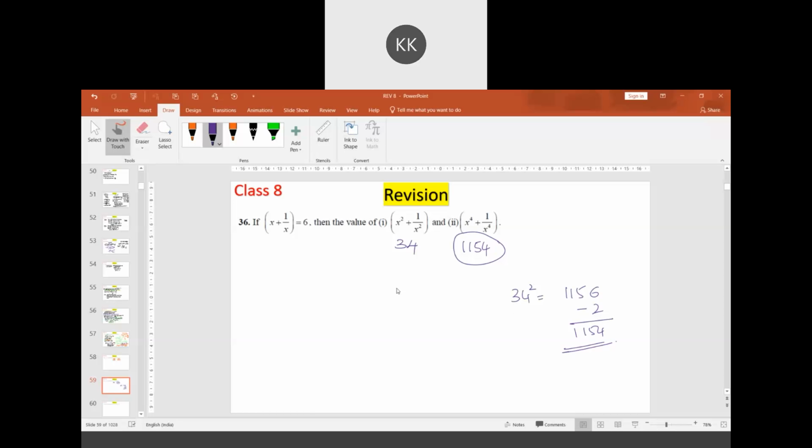Why should we take 34 square? When we square this, we are getting the result x square plus 1 by x square as 34. Again, we are squaring on both the sides, so 34 square should be taken. Understood.